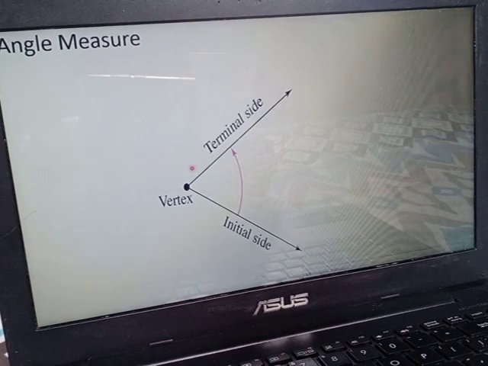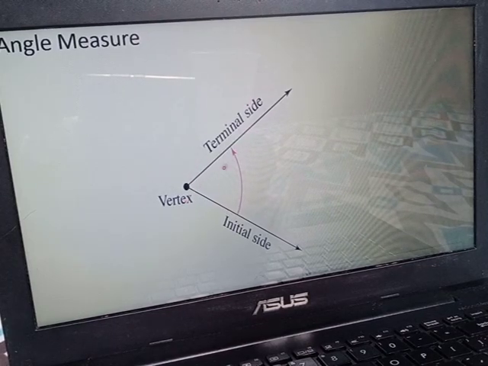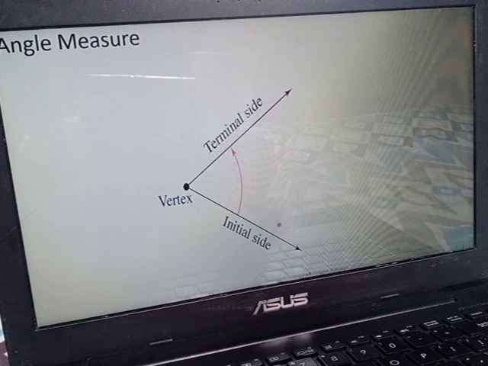So we have here an angle measure. We all know that an angle is formed by two rays. These are our two rays and they share the same endpoint. This is our endpoint wherein our angle meets, so we call this our vertex. When we say initial side, this is the starting point of our angle. So this is our initial side. When we say terminal side, this is the end of your angle, or the degree measure.